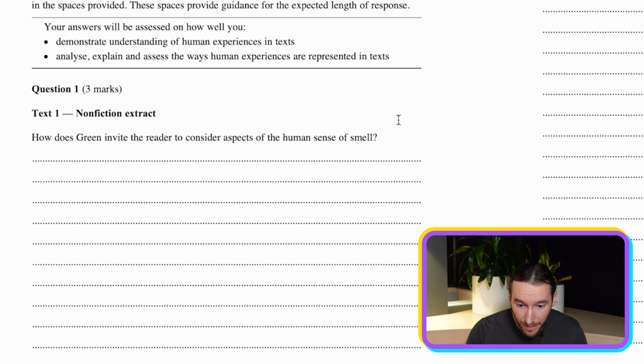And I've only got to find one overall point. I've only got to come up with one idea that I think is represented about smell, and then provide two examples with two slightly different points explaining those two examples. So that's all I need to do for that one.